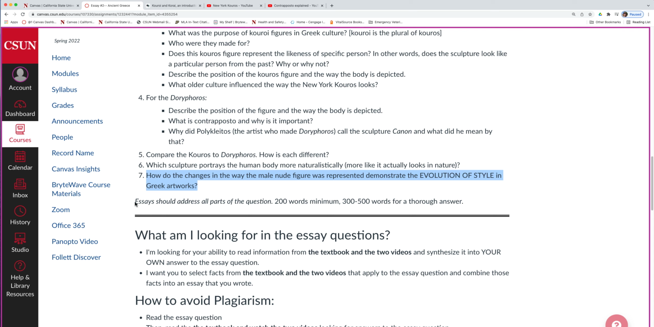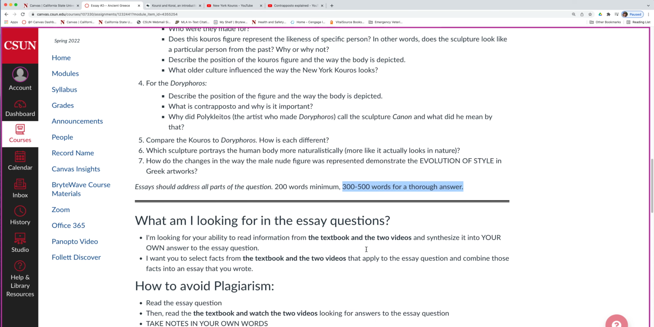All right, so the essay should address all parts of the question. 200 words minimum. So if you want to get a C, turn in 200 words. That's great. If you want to get a B or an A, you want to try for 300 to 500 words for a more thorough answer.